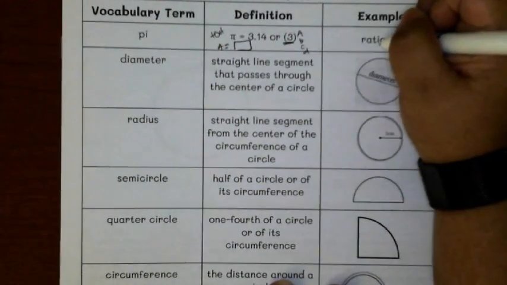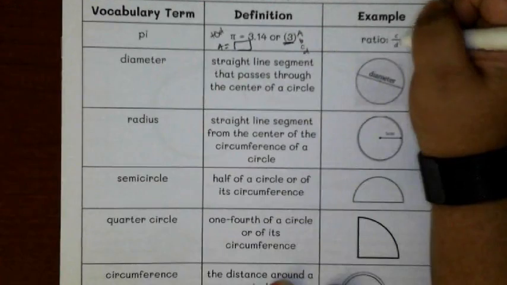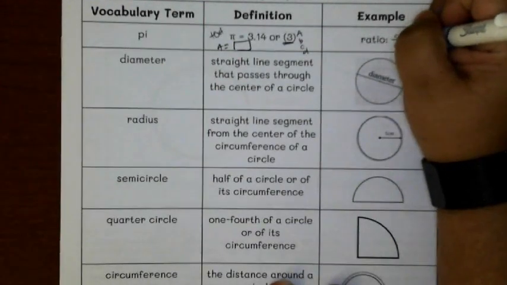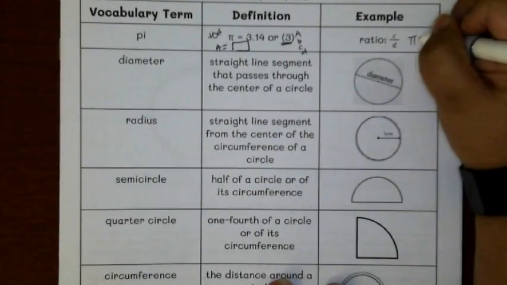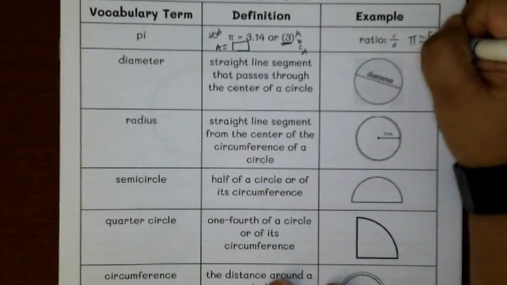The way that pi relates to circumference and diameter in a ratio is that if you take circumference and you divide it by diameter, you're always going to get pi. Okay?